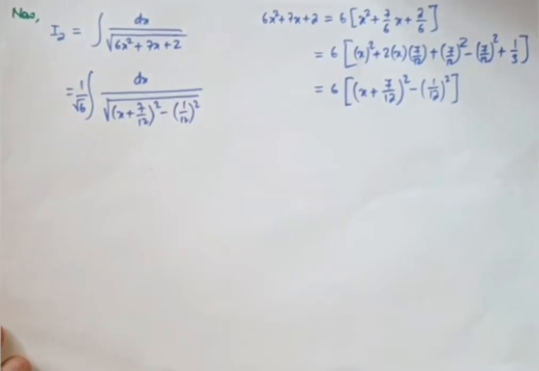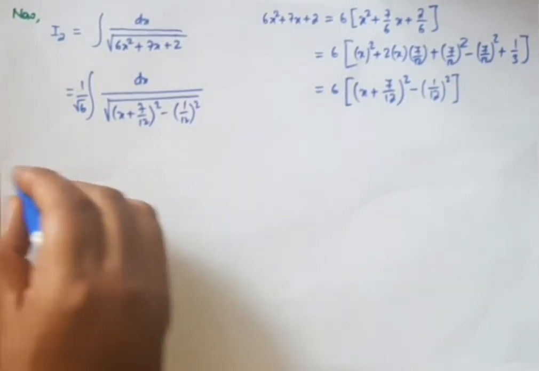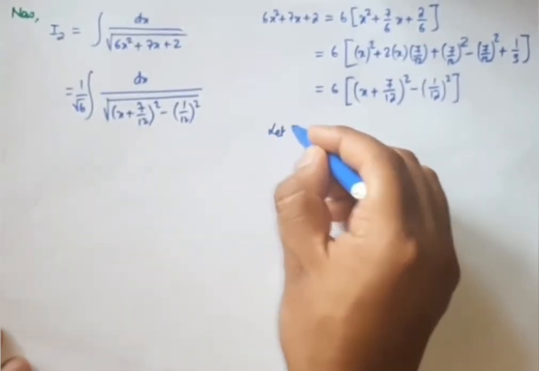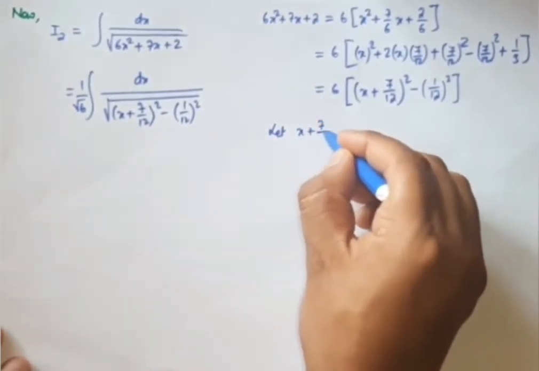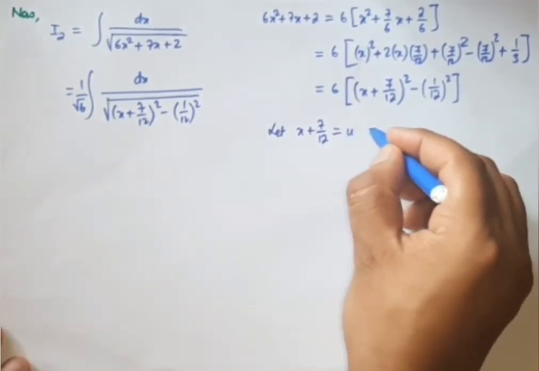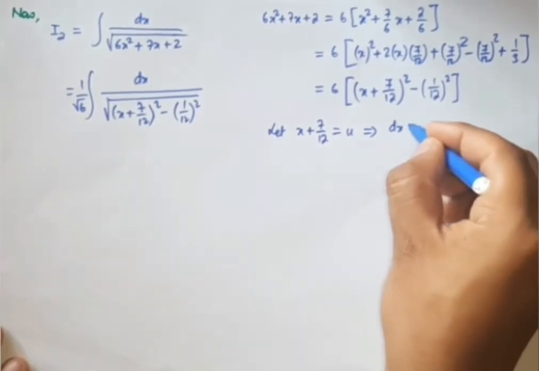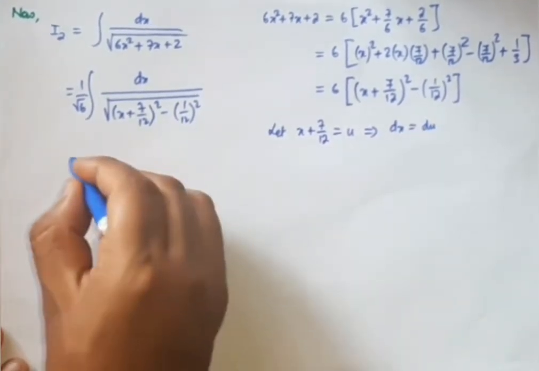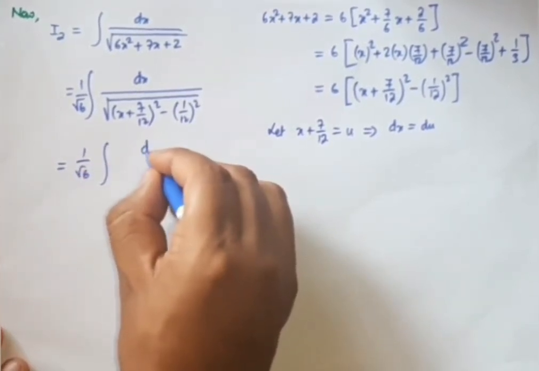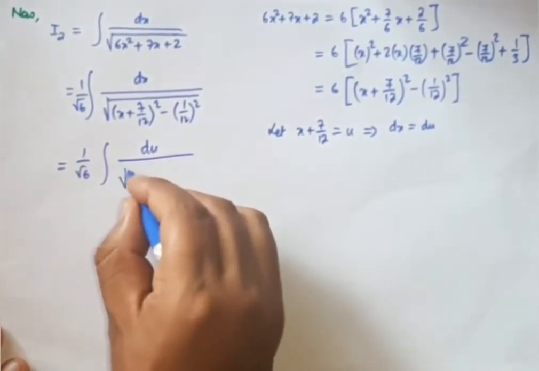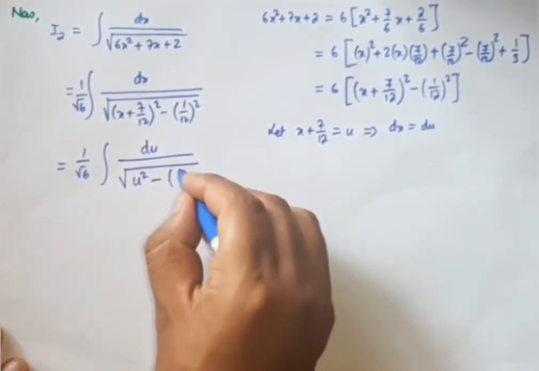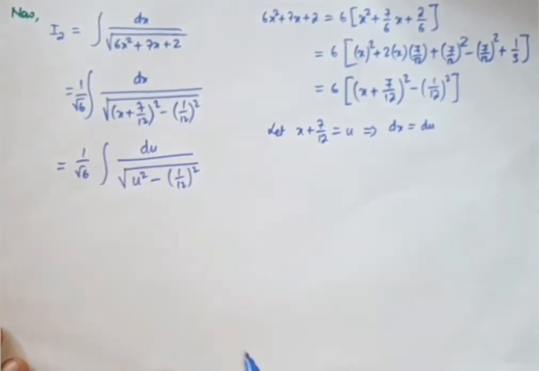Okay, now let us do the substitution. We have already used t in the earlier case, so let me write this to be u. So let x plus 7 by 12 equal u. So this can be written as dx equals du. So this becomes 1 by root 6 integral du by square root of u square minus 1 by 12 whole square.